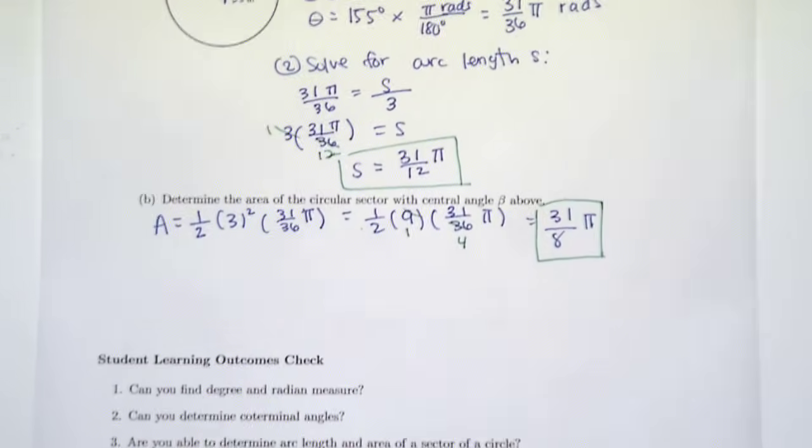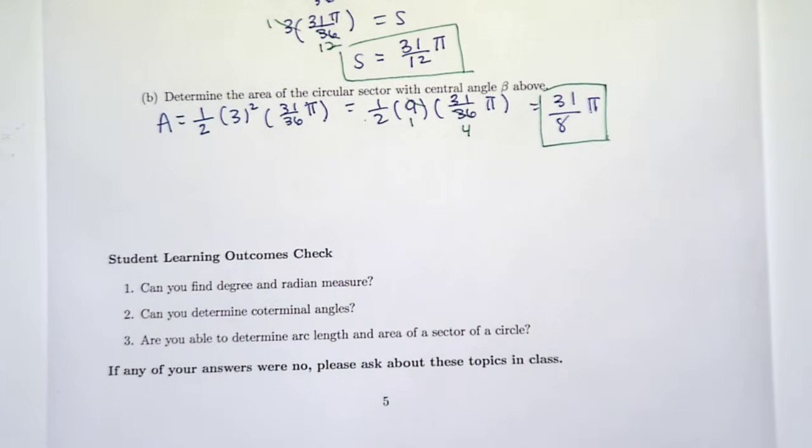All right, so at the end of this section, make sure that you can find degree and radian measure and convert between the two. Make sure that you can determine coterminal angles and then find arc length and area of a sector of a circle. All right, make sure you ask me questions about things you are unsure about in class.